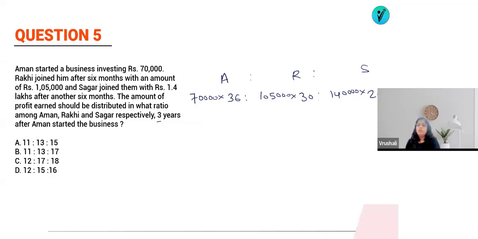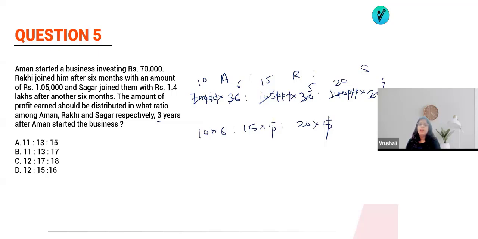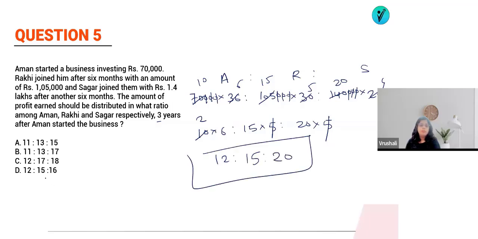So what will be the ratio? First of all, you can see this 30 will get cancelled. Okay, 30 will get cancelled. Then 7 into 10, 7 ones are, 7 fives are, 7 into 20. Then 6 sixes are, 6 fives are, 6 fours are. So how much is it? 10 into 6, 15 into 5 and 20 into 5. Now I can again cancel out the 5. 5 twos are, 6 twos are 12, and it's 15, it's 20. So their share will be 12, 15, 20.